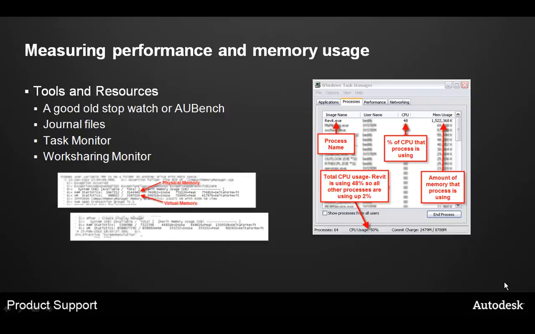Another great tool is AU Bench, which is available from the Augie forums, which can be used to measure performance. The AU Bench is a journal file that creates a sample project and measures the results.